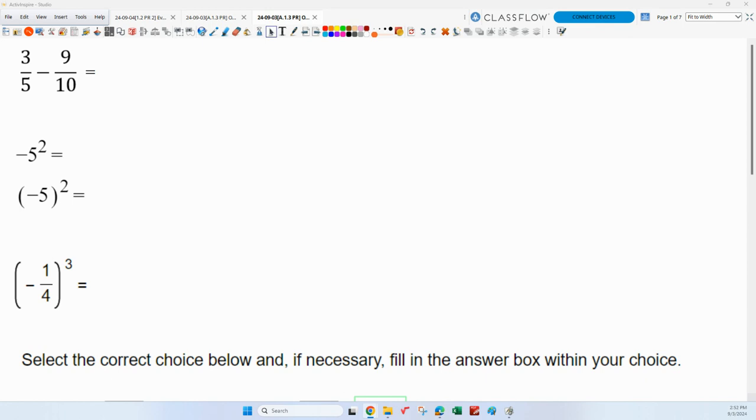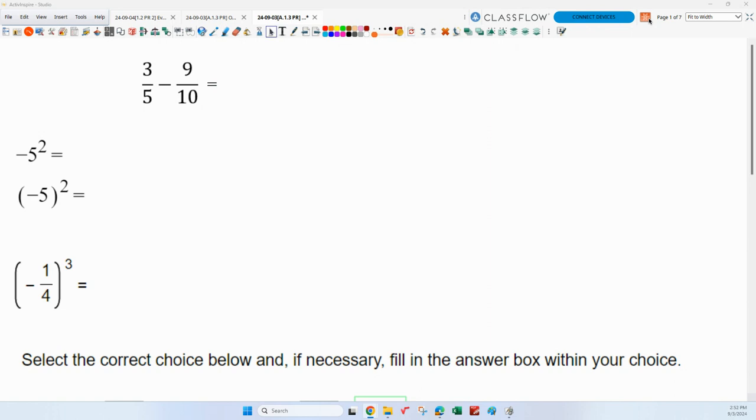Okay, little review. I mean, what about something like this? Again, we're shaking the rust off from the summer. Let's look at a problem like this guy. We want to talk for a second about how would we subtract fractions like that? What do you do? We need a common denominator, right?